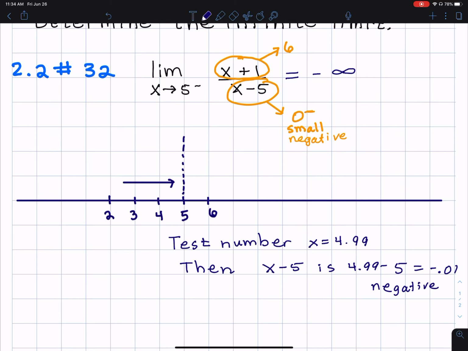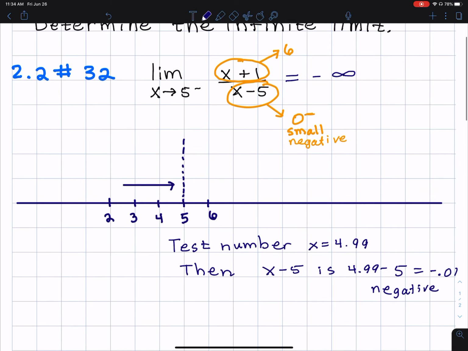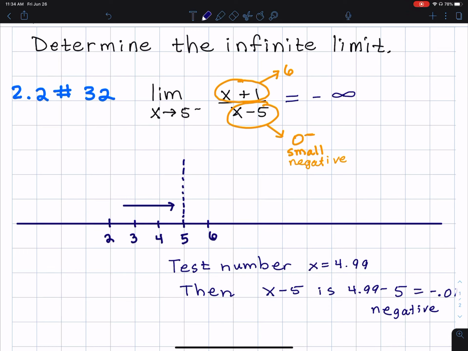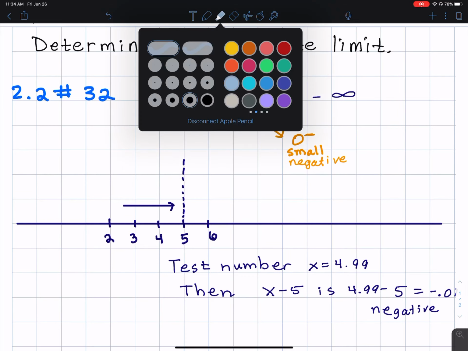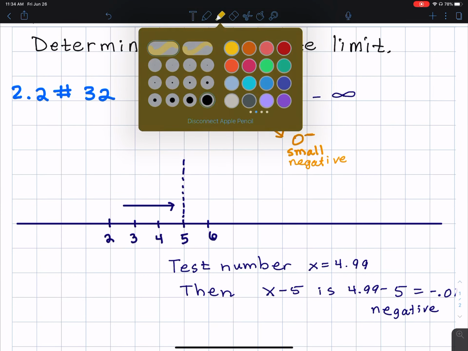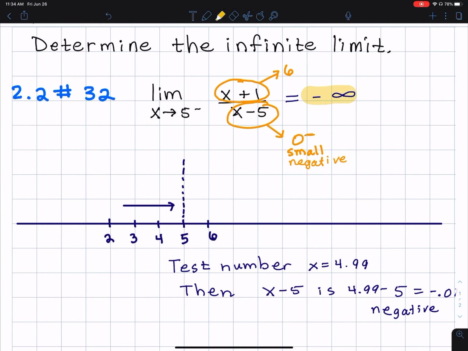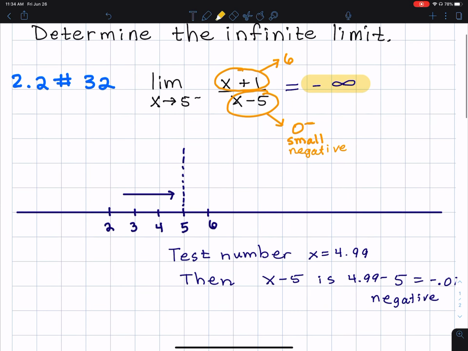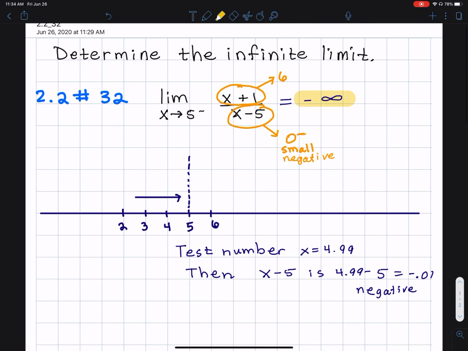But if I got closer, I could make this ratio, 6 divided by a small negative, as large as I want, large in magnitude. It could be as large a negative number as I want by making x closer to 5 from the left. Let's take it the whole way. Let's go for the whole thing and highlight it now and finish it off. Okay, so that's all for this video.